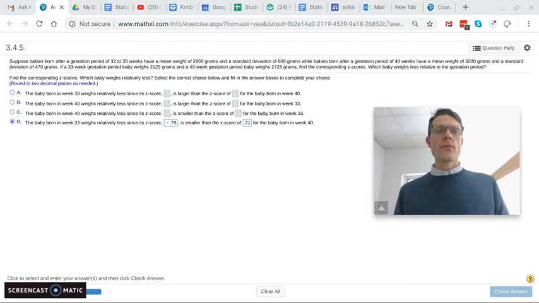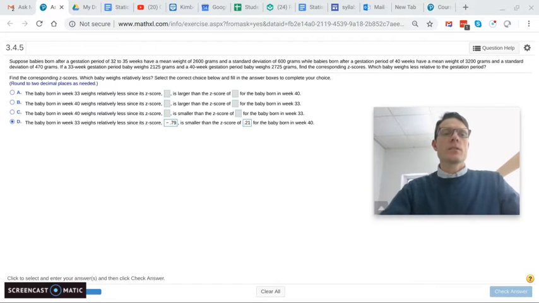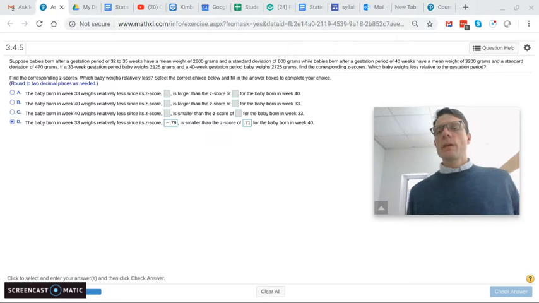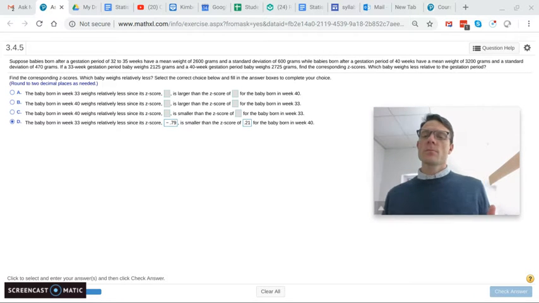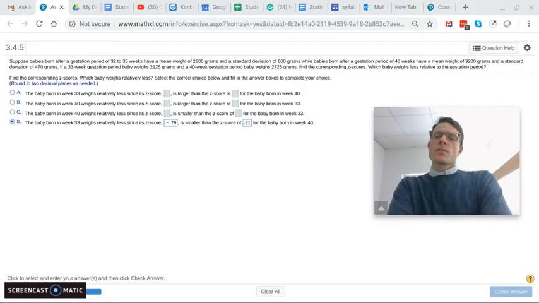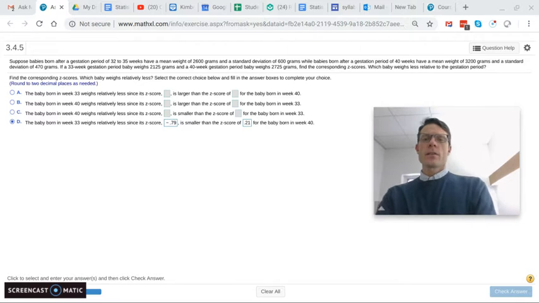Okay, here's number 5 on the chapter 3 quiz. It's a z-score question. We have two babies. One's born with a gestation period of 32 to 35 weeks, and another is born after a gestation period of 40 weeks. Now, we can't really compare these two babies. I mean, I guess we can in absolute terms, but it doesn't make as much sense. One baby had more of a chance to mature inside the mother's womb than the other one.